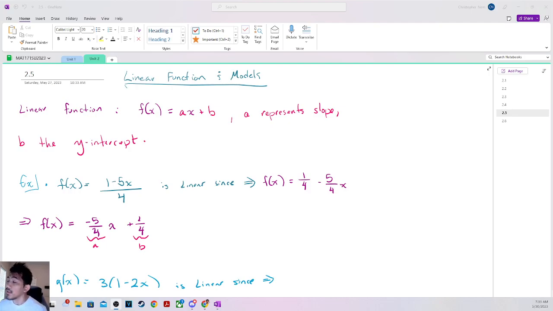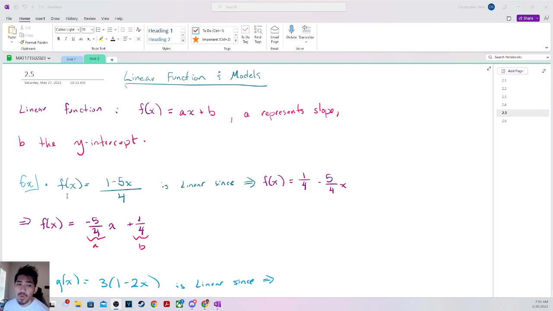Now, we are familiar with slope-intercept form, which is y equals mx plus b, which is the exact same thing. I just use a more general variable letter a instead of m, but they are equivalent. All right? In this case, a will represent your slope, b represents your y-intercept. So let's take this example.